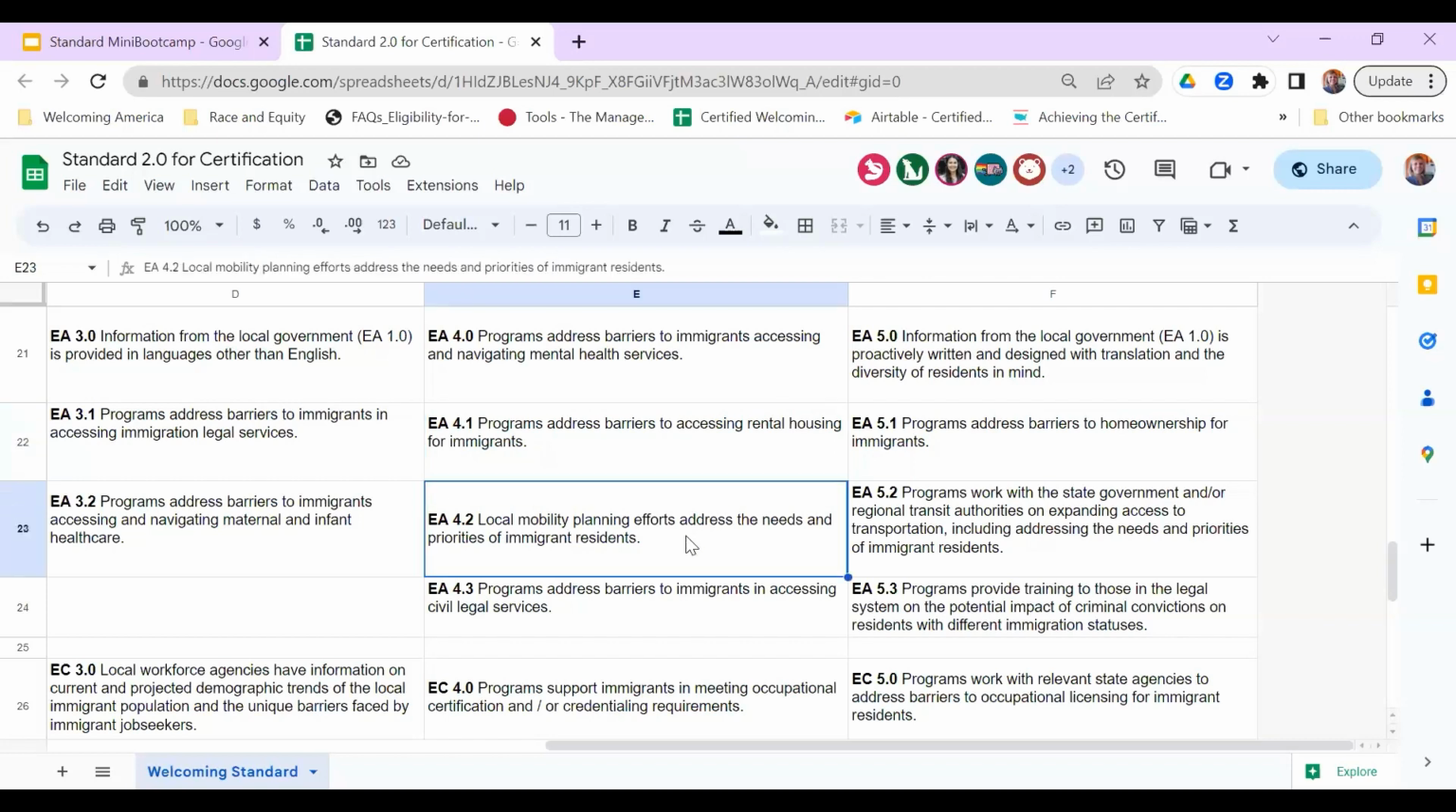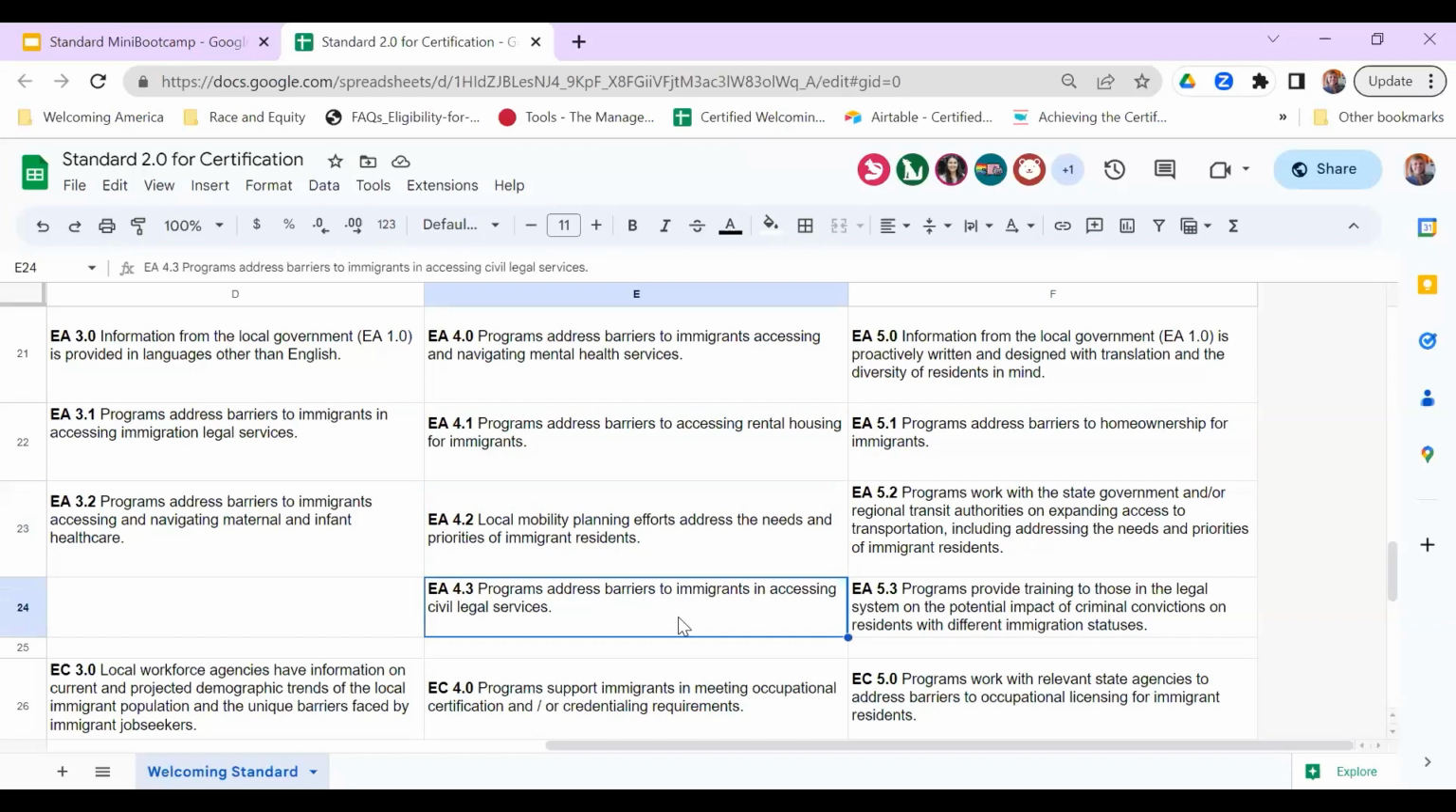I want to define here local mobility planning efforts for 4.2. This is basically public transportation efforts, but it might not necessarily be the public transit per se, but also first and last mile. It could be sidewalks. And so really thinking about, how do people move in your community? And when going through a planning process, ensuring that the needs and priorities of immigrant residents are a part of that as well.